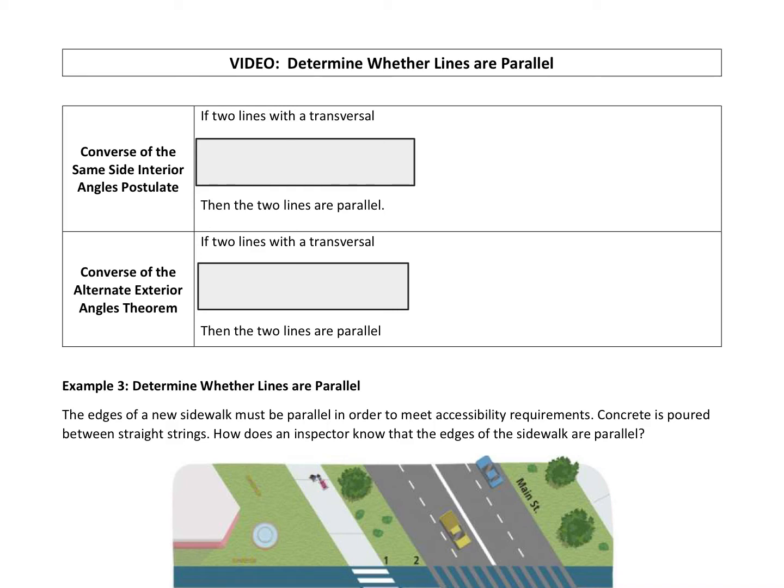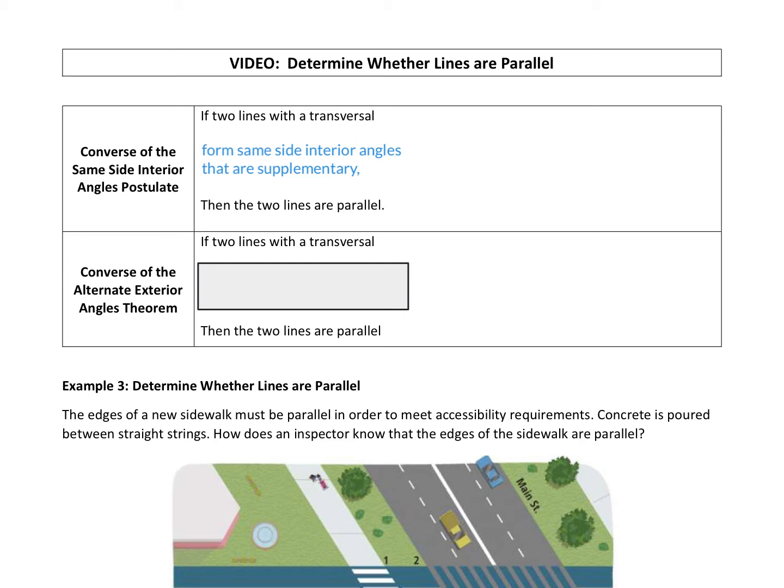All right, so we're going to determine whether lines are parallel, but we have a couple more postulates and theorems to put in our notes. This time we'll look at the converse of the same side interior angles postulate. If two lines with a transversal form same side interior angles that are supplementary, then the two lines are parallel.